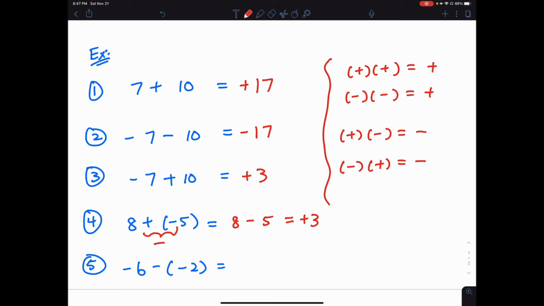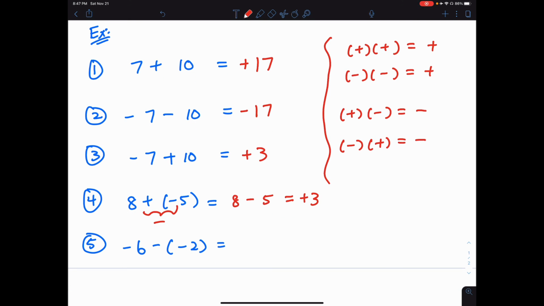Last example, negative 6 minus negative 2. So that double minus here, double negative gives me positive. So if I rewrote this, this would be same as negative 6 plus 2. Again, we see that the signs are opposite of each other. We have a minus 6 and a positive 2. We take the difference of 4. And then we see that there are more negatives than positives, so we get negative as a final answer, negative 4. All right, I hope this video has helped you out.